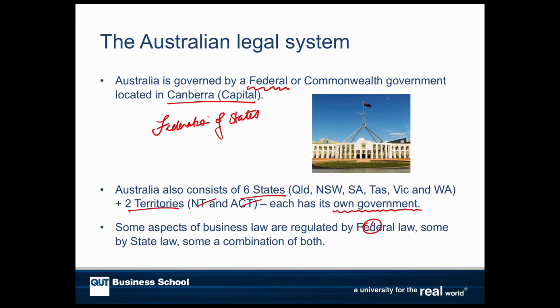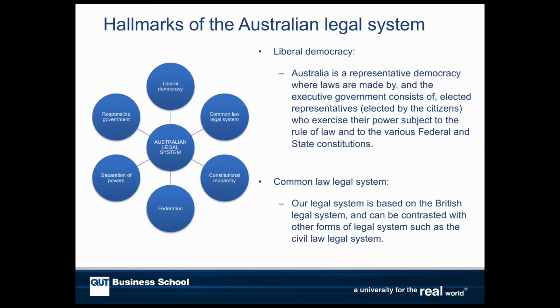Some aspects of business law are regulated by the federal government, some by state government, and some by a combination of both. We're going to find out that the main determinant of which government governs the area of law is the Australian Constitution, as interpreted by the High Court. The Australian Constitution is a form of legislation, and then it gets interpreted by the High Court, the judiciary, because we're in a common law system. But before we get into that, we want to have a look at the hallmarks of Australian government.